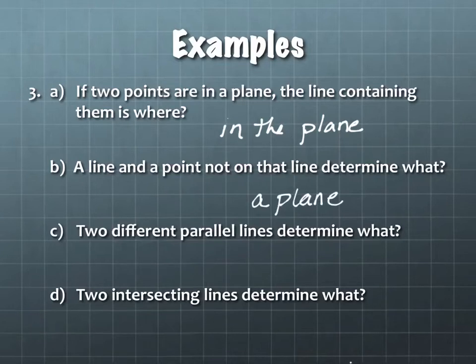What if you have 2 different parallel lines? Parallel lines, what will those determine? A plane, you're right. They'll determine a plane. And again, you can take the same 2 parallel lines we talked about before. Take the one that's along the top of the classroom over here behind me and the one that's on the top of the classroom behind you. They form the plane that is our ceiling.